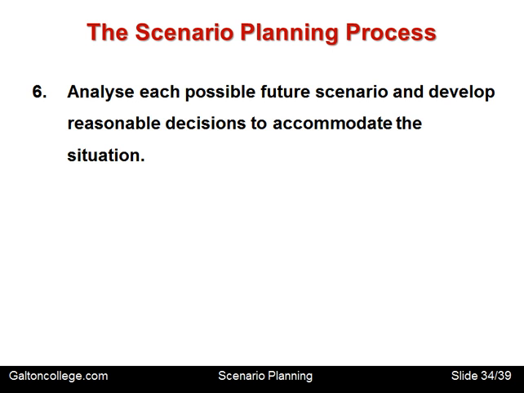Step 6 is analyze each possible future scenario and develop reasonable decisions to accommodate the situation. So look at each scenario. Develop a whole series of scenarios, develop a whole series of possible questions, and then develop reasonable decisions to accommodate the situation. Having posed a problem which hasn't arisen, but having posed a problem, try to develop answers that are realistic and balanced and feasible, that may be implemented should the adverse situation arise.